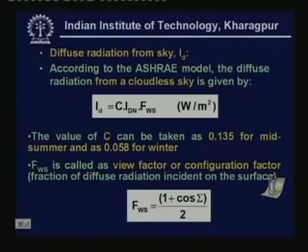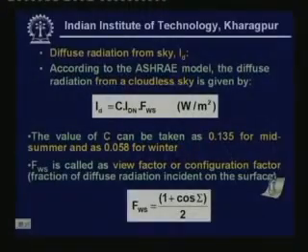Here I would like to tell one thing. This ASHRAE model assumes that the sky is cloudless. That means the calculations are strictly valid for a cloudless sky. This assumption is required because this model is based on the assumption that the diffuse radiation arrives at the surface uniformly. This is valid only when the sky is cloudless. If clouds are there in the sky, then diffuse radiation will not be uniform.